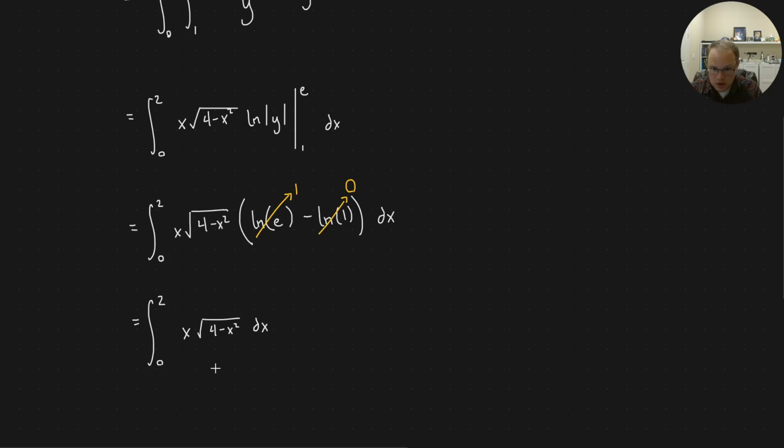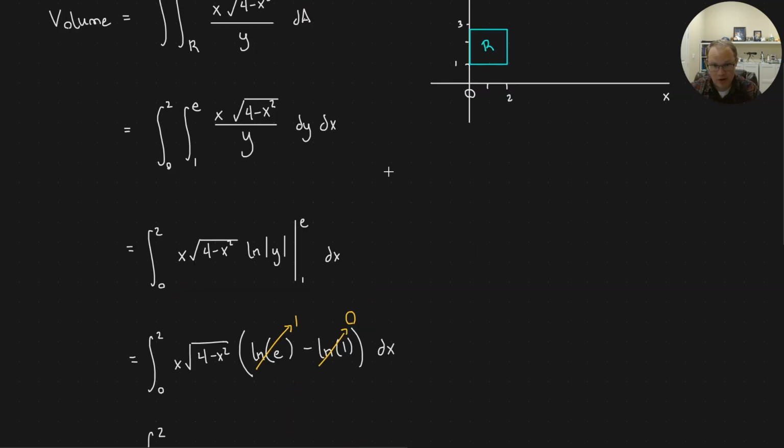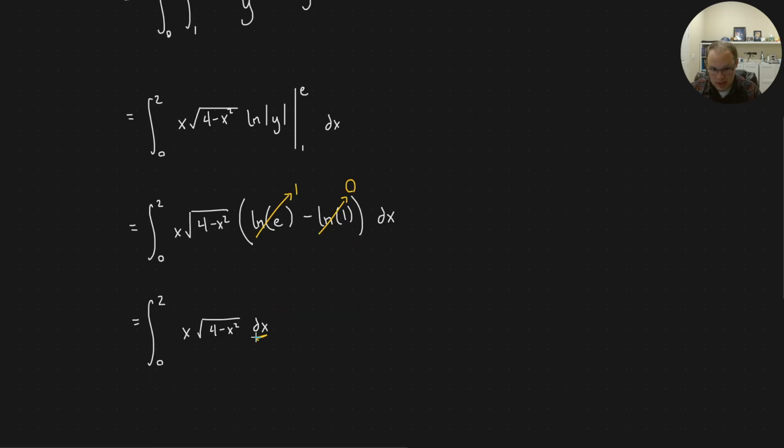Just a sanity check: our integrand at this point should no longer have that inner integral variable. If it does, we have done something wrong. And in this case, it doesn't. There are no y's left in my integrand. Once I'm done with that inner integral, I should have no variables left from it. The only variables left should be x. And that's great. We've got it so far.